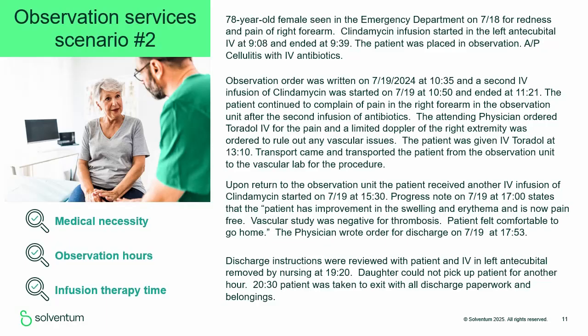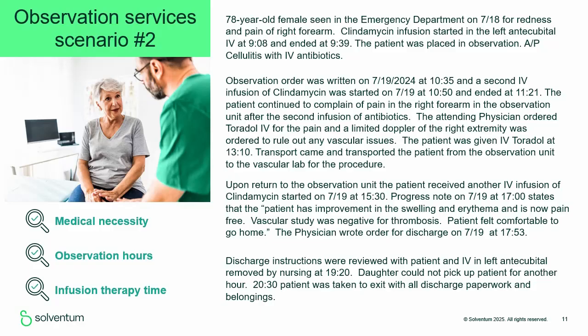So we have a 78-year-old female who came into the ED for redness and pain of the right forearm. Clindamycin infusion was started at 9:08, ended at 9:39. Patient was placed in observation with a diagnosis of cellulitis, and they were to continue the IV antibiotics. As we continue on, the observation order was written at 10:35. A second IV infusion of clindamycin was started at 10:50, which ended at 11:21. The patient continued to complain of the right forearm pain.